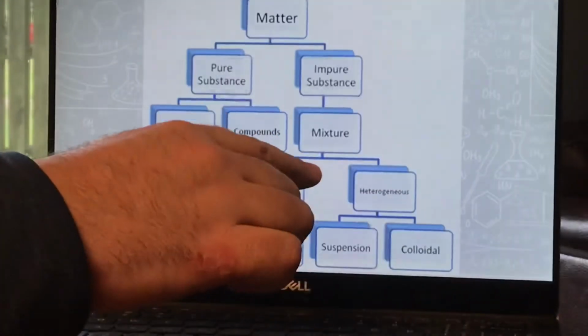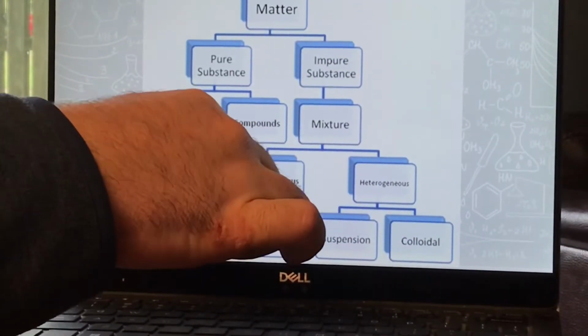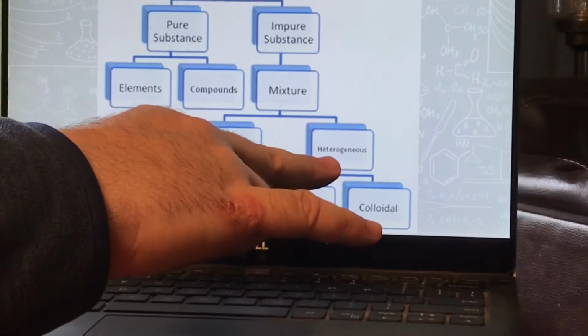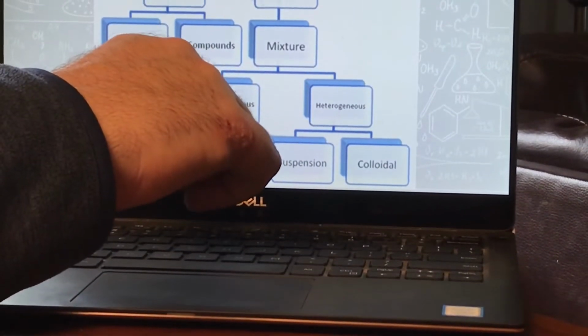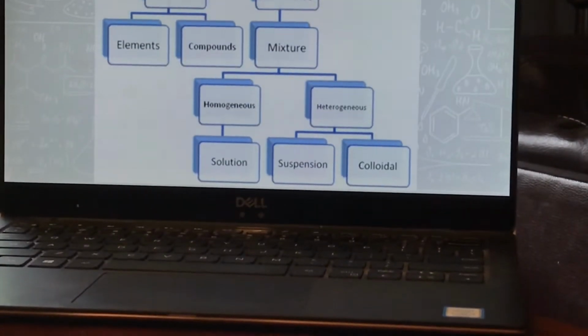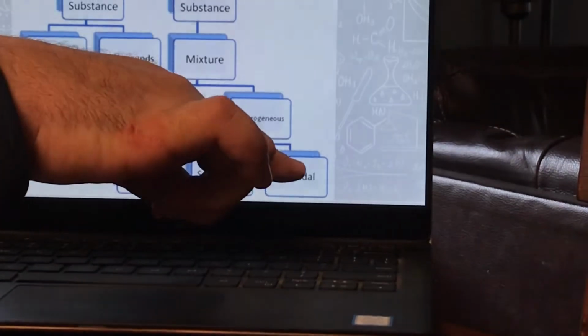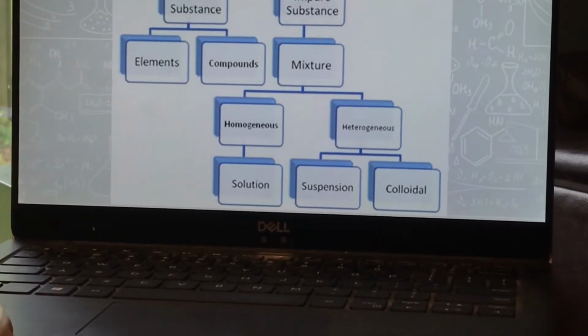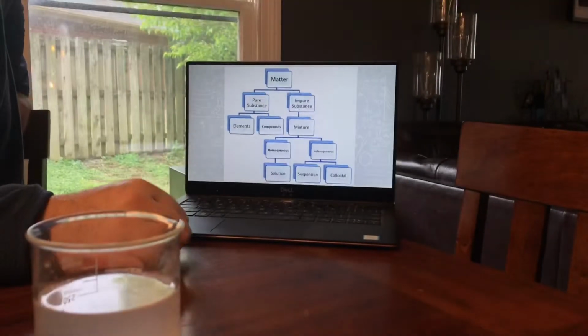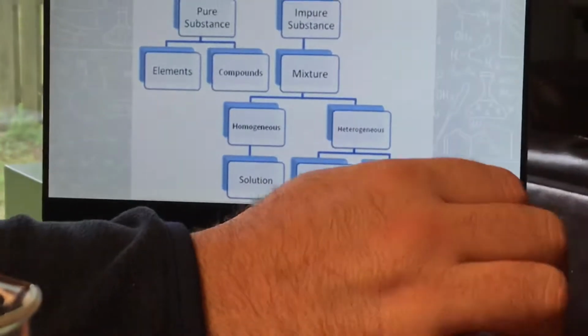Impure substances, these are mixtures. Now, in this mixture category, we have two: homogeneous, heterogeneous. In homogeneous, we have solutions, like our salt water. Heterogeneous, we have our suspensions and our colloids, although some scientists disagree and say that colloid should be over here. But normally, for our purposes, for fifth grade purposes, we're just going to say that it's going to be under heterogeneous.